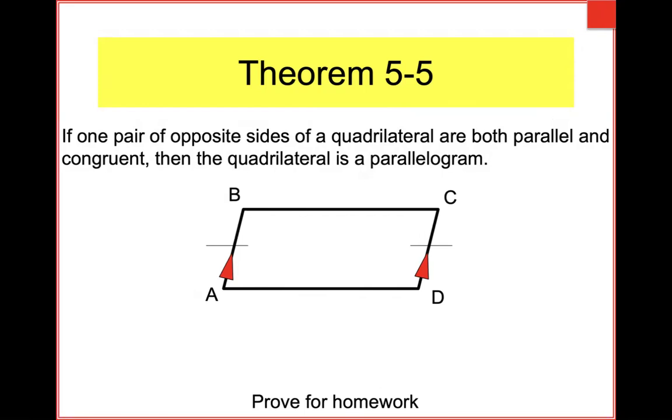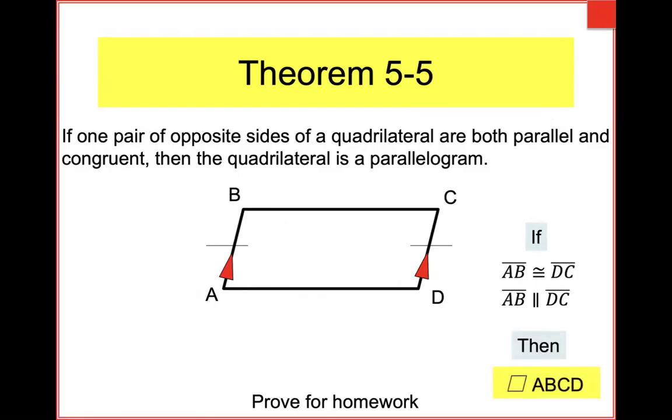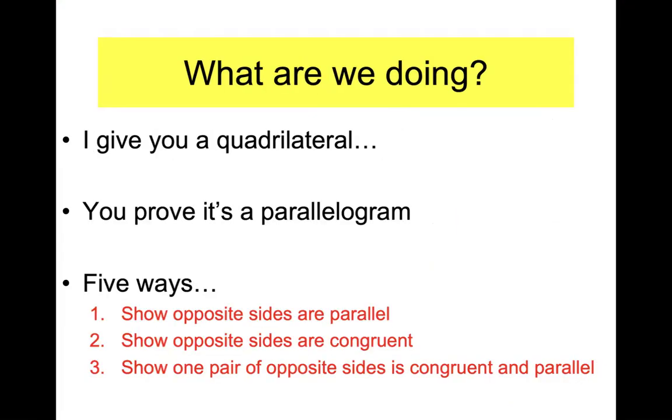So write this one down. This is theorem 5.5, and this is our third way of proving that a quadrilateral is a parallelogram: if one pair of opposite sides are both, it's got to be both, parallel and congruent, then it's a parallelogram. And once again, the hint for homework is make an auxiliary line, make two triangles. Okay, so there's a three.